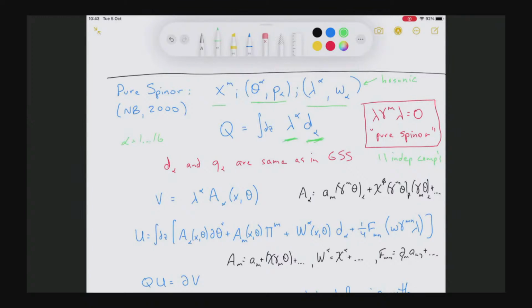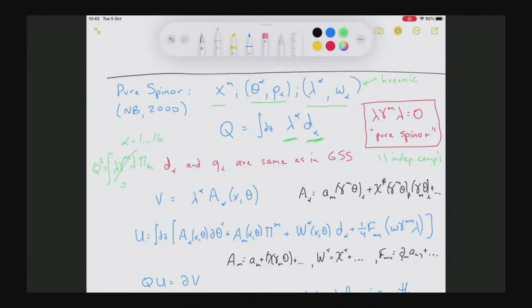So because of this pure spinor constraint, if you compute Q squared, you get lambda gamma m lambda times pi m. And because this is 0, that means that Q squared equals 0. So that's essentially the new feature of this pure spinor formalism.